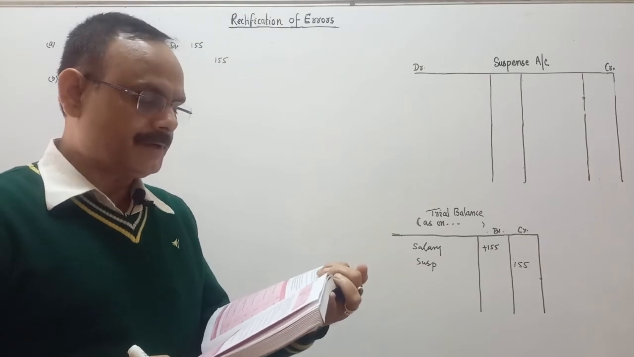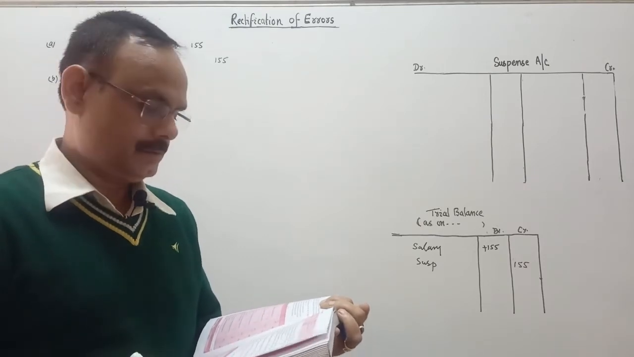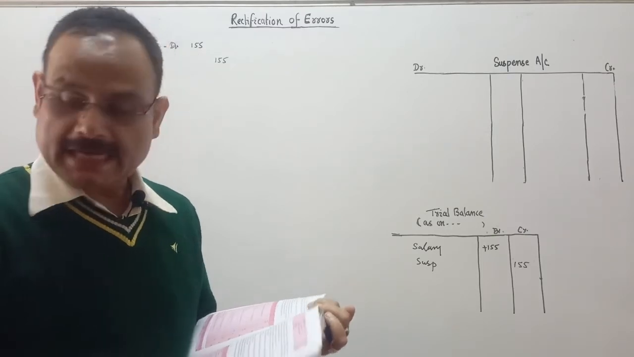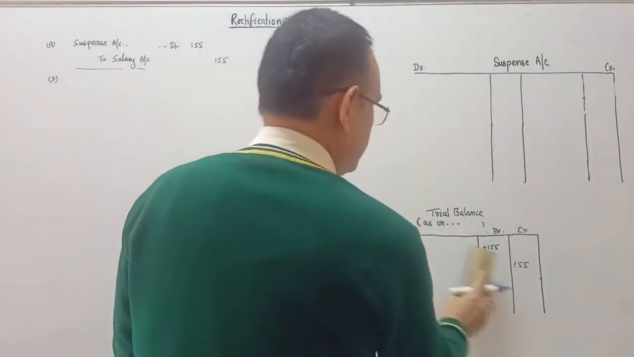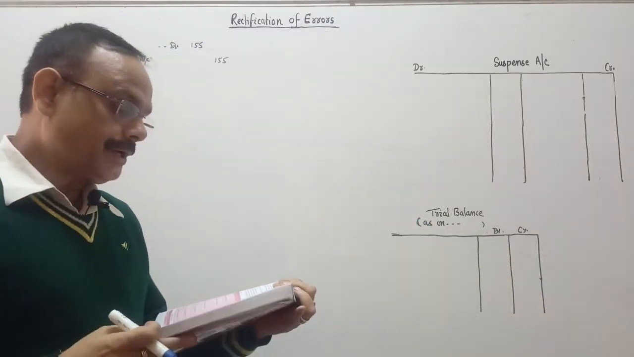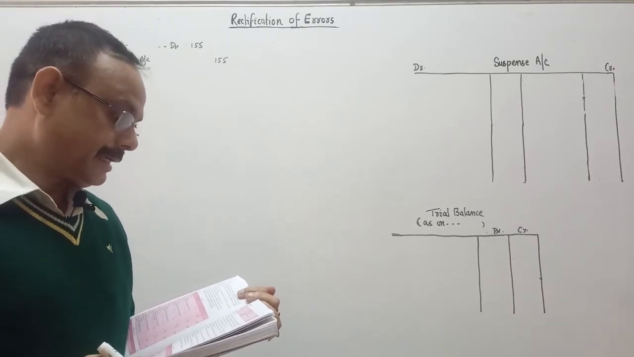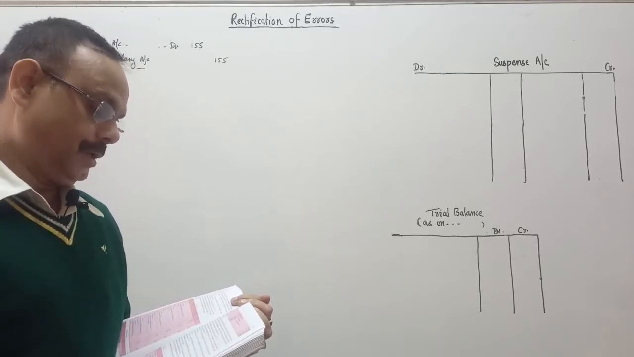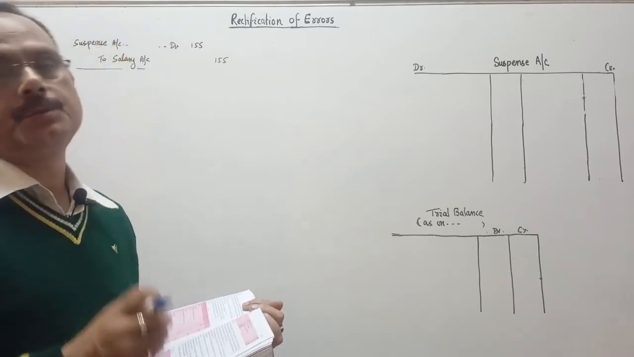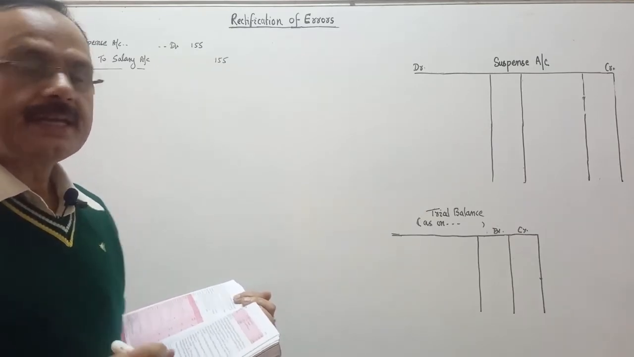Second is: interest on investment collected by the banker was posted directly to the concerned account through the passbook, but no entry was made in the bank column of the cash book. See this once again. In the cash book it is not mentioned. Okay, so the mistake is in the cash book.